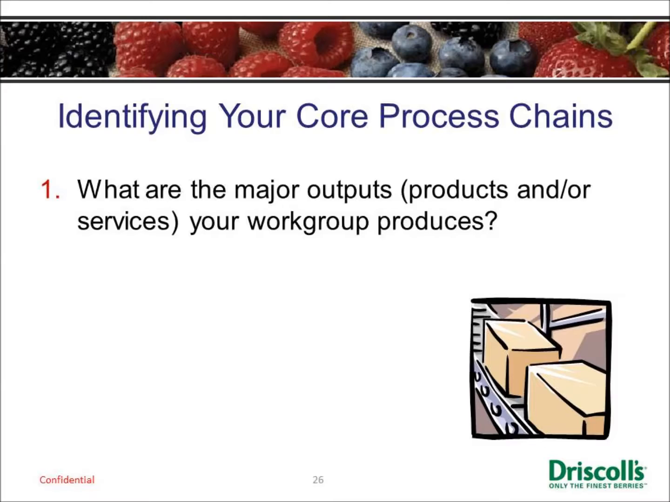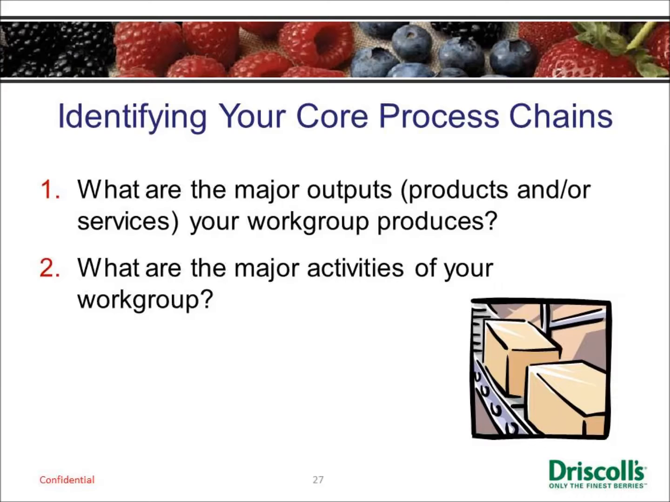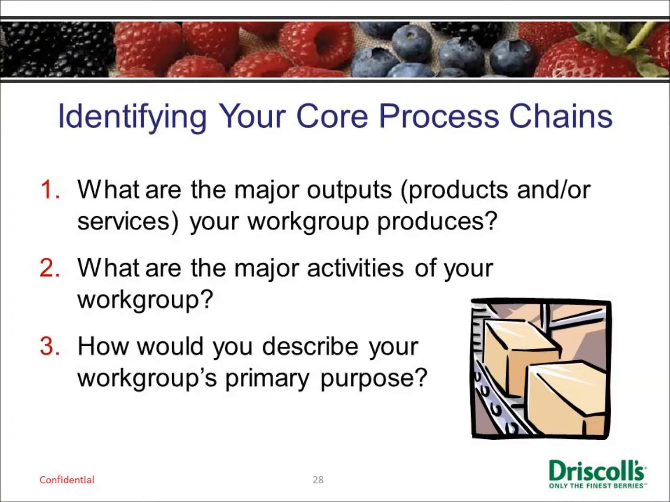As you seek to identify your core process chains, ask yourself the following questions. What are the major outputs, products or services, your work group produces? What are the major activities of your work group? How would you describe your work group's primary purpose? Who are your key customers?